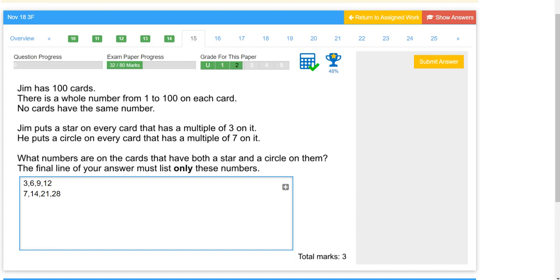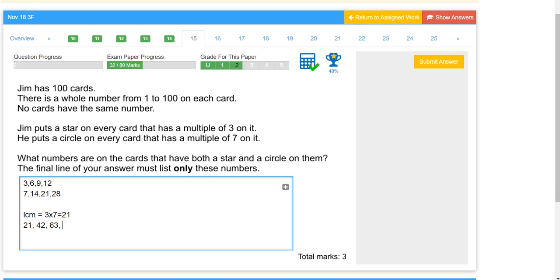But actually, this is a lowest common multiple because I want to know which numbers have a 3 in them and also a 7 in them. And I can say that my lowest common multiple will be 3 times 7, which would be 21. So the number 21 will be a multiple of 3 and a multiple of 7. But there are other cards as well. So there's 21. But what about 42? That's also a multiple of 21, so it's going to have 3s in it and 7s in it. What about 63? Can I go any higher?